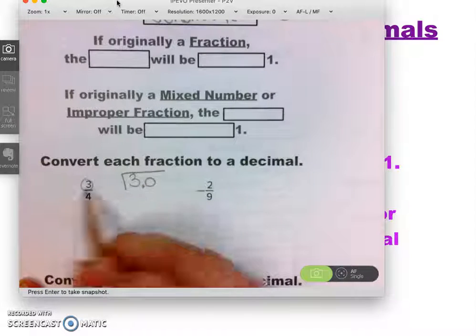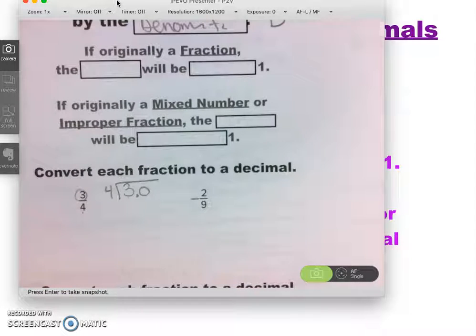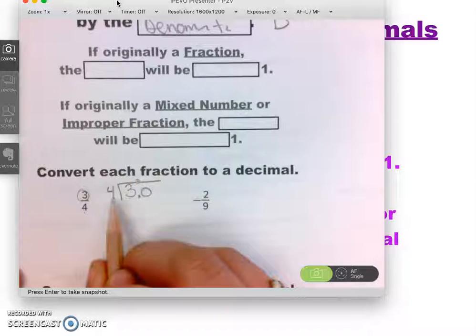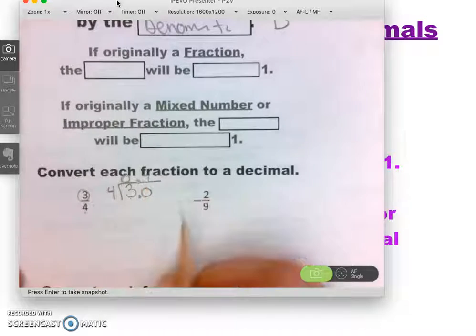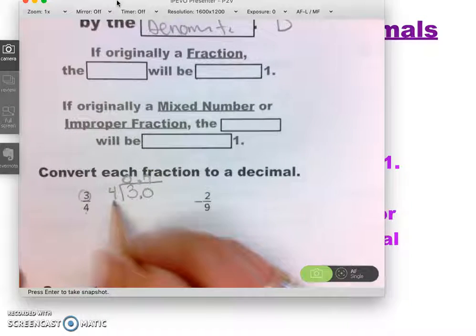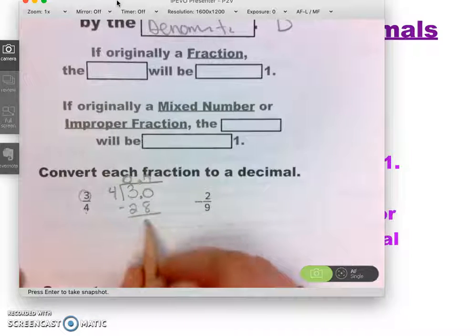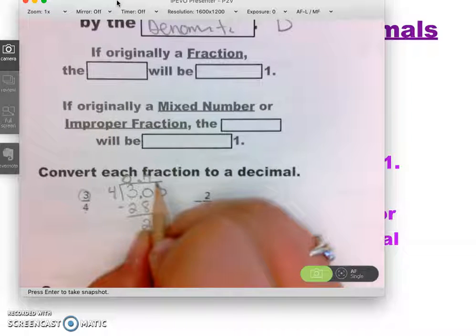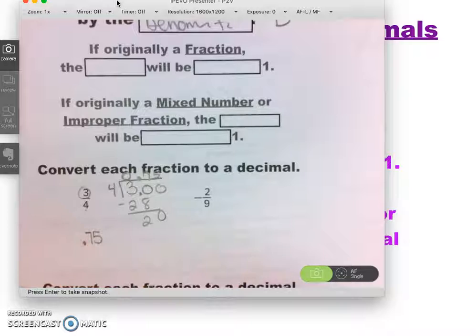So you're going to divide the 3 by the 4. And here, remember, if I have a decimal, I want to bring it up. 4 goes into 3, can't do it. 4 goes into 30, 7 times. 7 times 4 is 28. Subtract, I get 2. Bring down another 0. 4 goes into 20 5 times. So my decimal is 0.75.